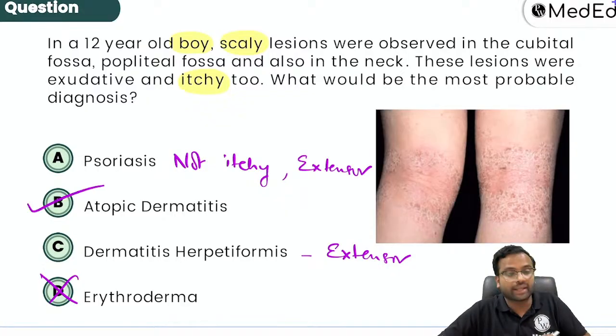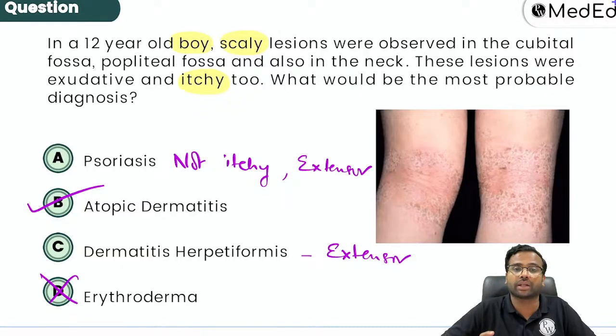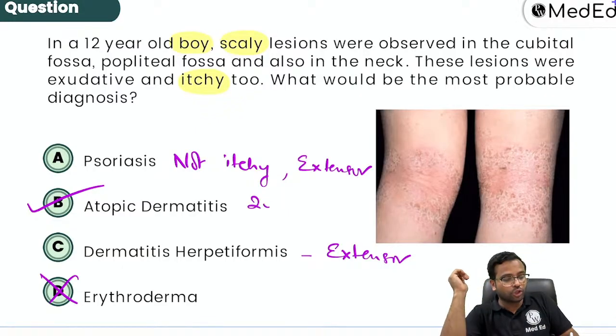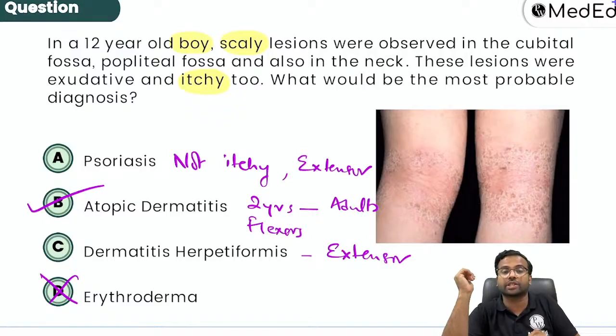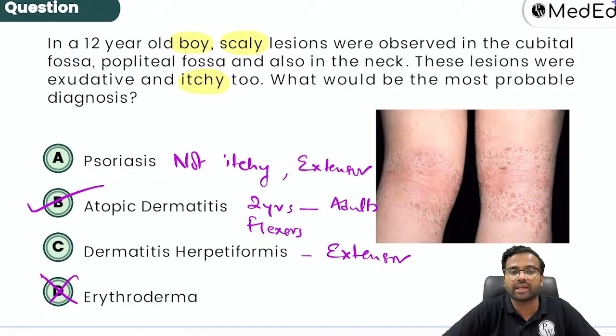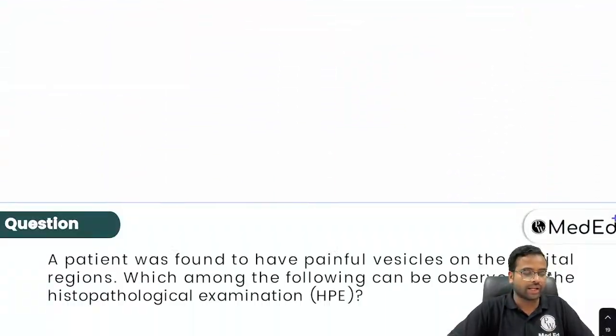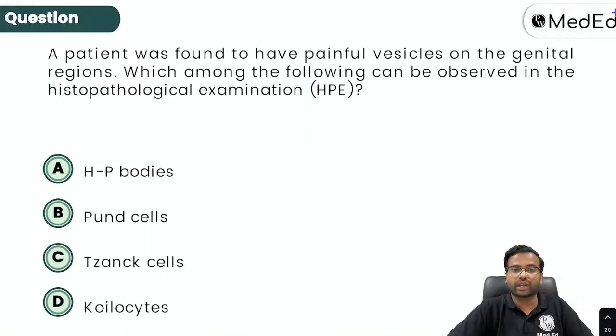So here the right answer should be atopic dermatitis, because in atopic dermatitis, remember, in any patient between 2 years to adults, we see lesions over the flexural areas. This is a good case of atopic dermatitis. So now let's go to another question.